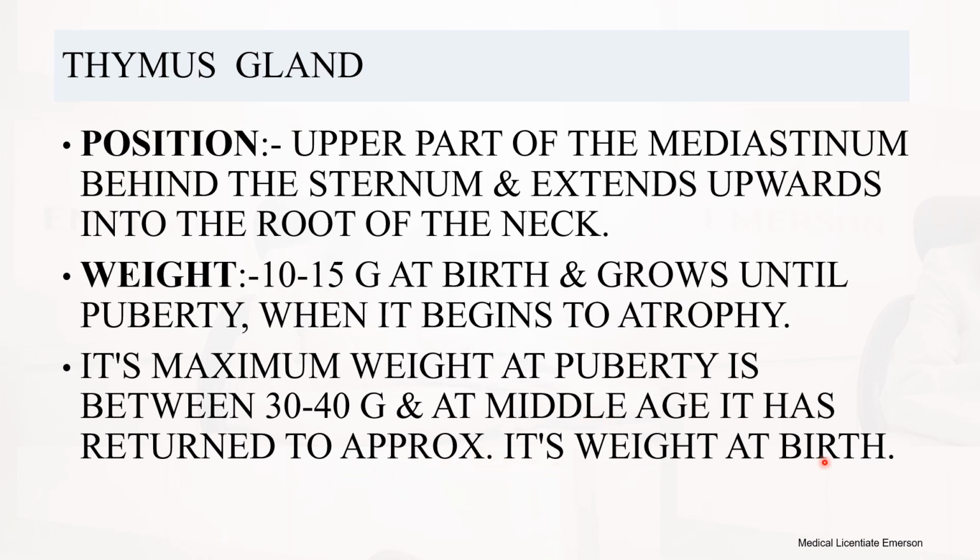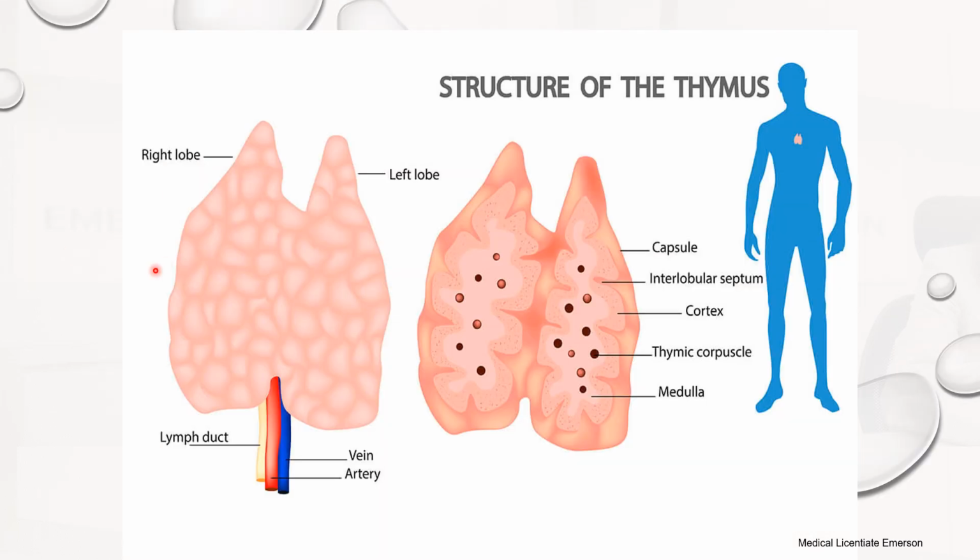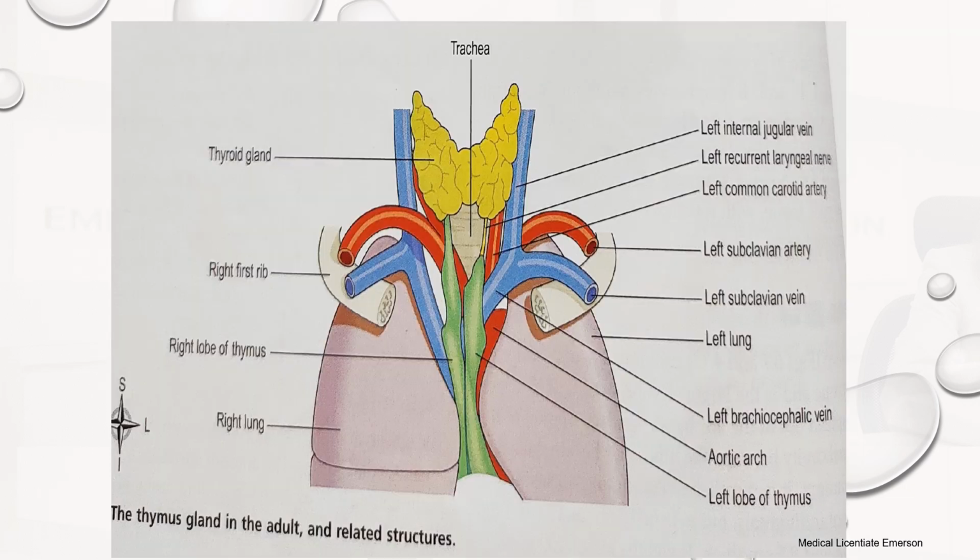approximately its weight at birth, 10 to 15 grams, and it continues to decrease as you age, of course. Then this is the structure of the thymus. Right lobe, left lobe, the lymph duct, lymph vein, and the arteries which are passing through here. Okay, so that's the structure of the thymus.